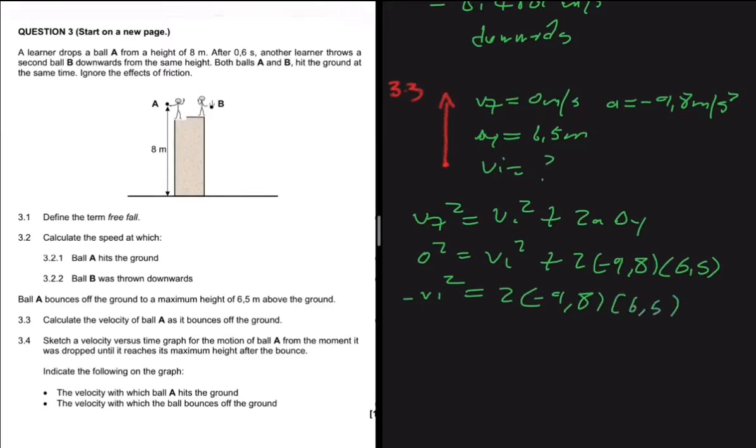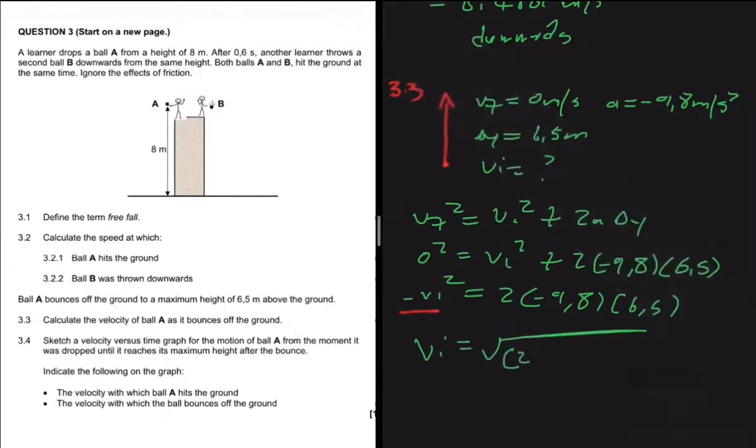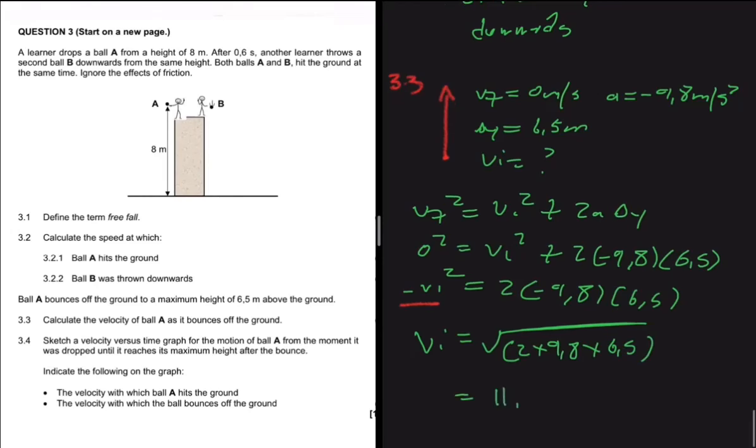So we can just divide both sides by minus 1, right? So that we can get rid of this minus on VI squared. So if we do that, VI is going to be equal to the square root of 2 multiplied by 9.8 multiplied by 6.5, which will give us an initial velocity of 11.29 meters per second upwards, right? Because that's the velocity it bounces off the ground with.